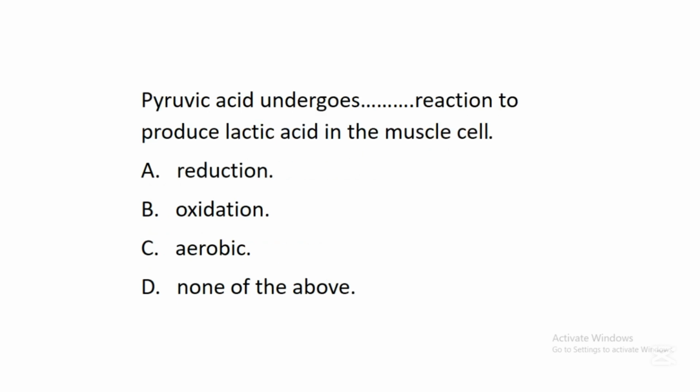The next question says, pyruvic acid undergoes dash reaction to produce lactic acid in the muscle cell. A. Reduction, B. Oxidation, C. Aerobic respiration, D. None of the above. In this question, the correct answer is A, reduction. So when pyruvic acid undergoes reduction reaction, it will lead to production of lactic acid in the muscle.